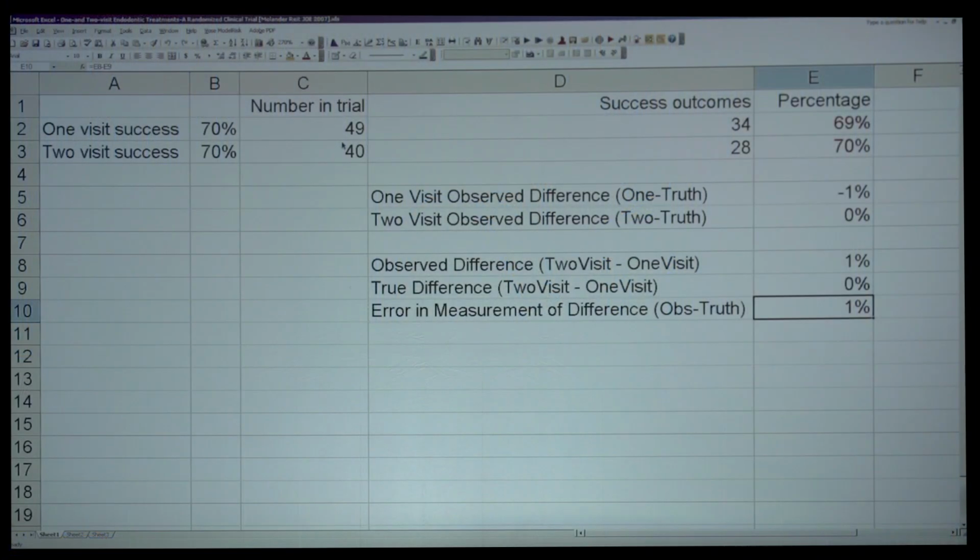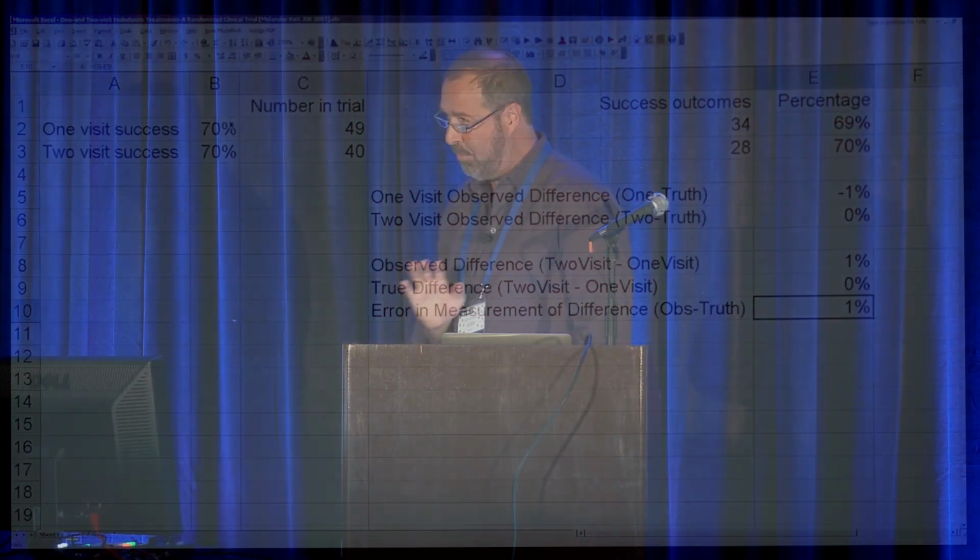So here, I'm going to set the study up. This is the actual study numbers in the trial. They had 49 in the single visit group and 40 in the two visit group, and we're going to assign the fairness of the coin in both groups at 70%. Is everybody with me so far?